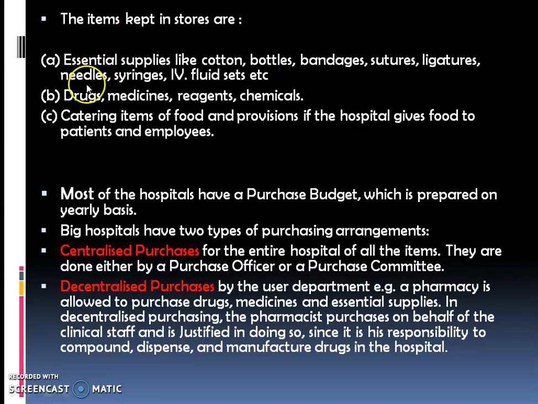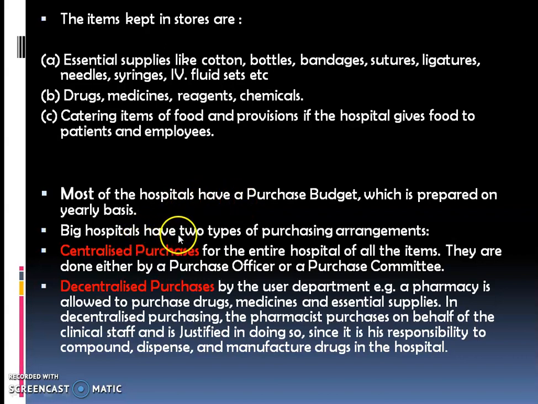The items which are kept in stores are, first, essential supplies like cotton, bottles, bandages, swabs, ligatures, needles, syringes, IV fluid, etc. Then drugs, medicines, reagent chemicals, then catering items of food and provisions if the hospital gives food to patients and employees. Most hospitals have a purchase budget which is prepared on a yearly basis.